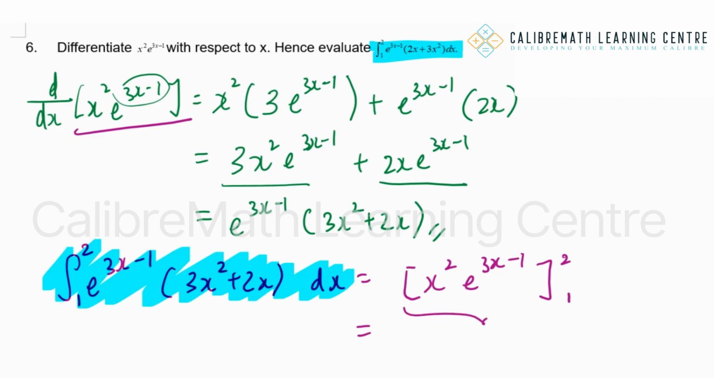You can just do your substitution over here. So after doing your substitution, you will get your answer to be 586 when rounded off to 3SF. So the answer for the second part is 586.